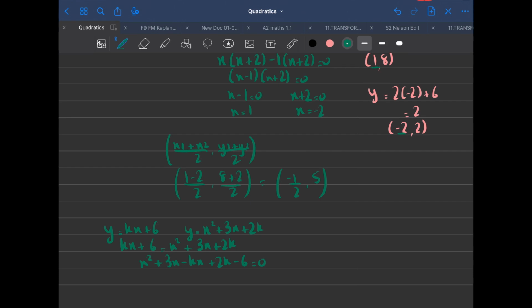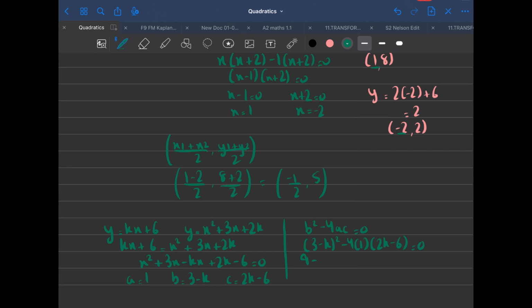Got this? Now what's written with x squared? 1. What's written with x? 3 minus k. What's written without x? 2k minus 6. It's going to be b squared minus 4ac is equal to 0. What's b? 3 minus k whole square minus 4 into 1 into 2k minus 6 is equal to 0.